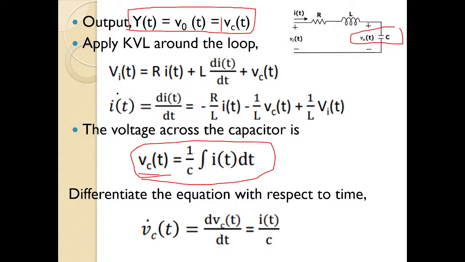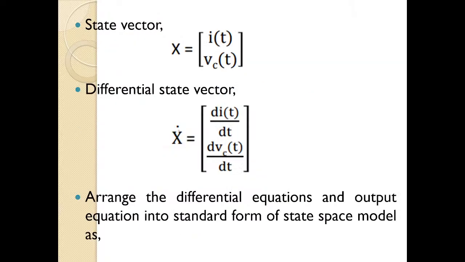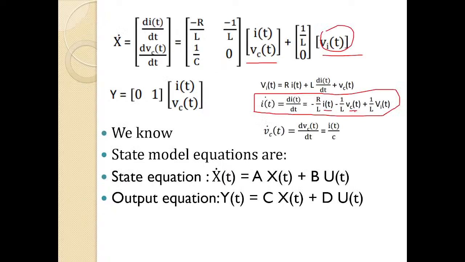What about the current variable? Is there current out across the output terminals? Current is there? No, only voltage across the capacitor is there. Therefore, what is y of t?